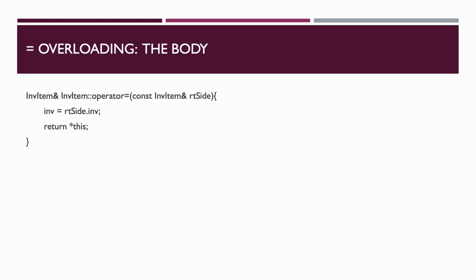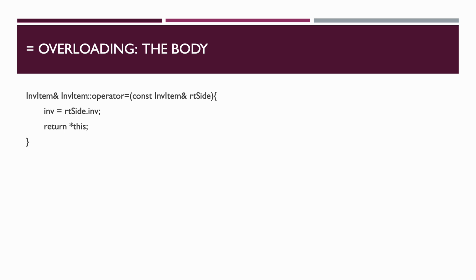So this is the body. Here we are assigning the value of the INV member from RT_side to the INV member of the current object. Essentially, this is where the actual assignment happens. We are copying the data from the right hand side, RT_side, to the left hand side, the calling object. In this case, we are assuming that INV is a member variable of the INV item class, and we are copying its value from one object to another.